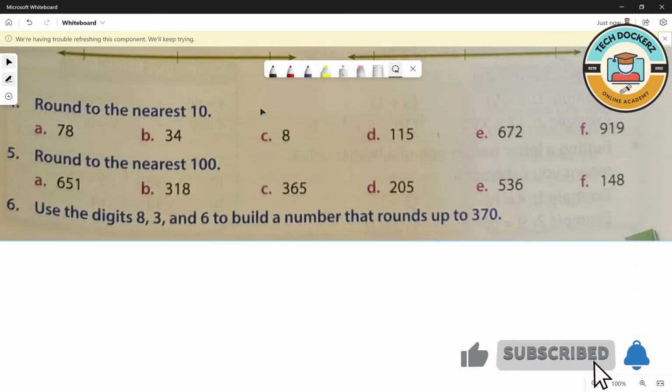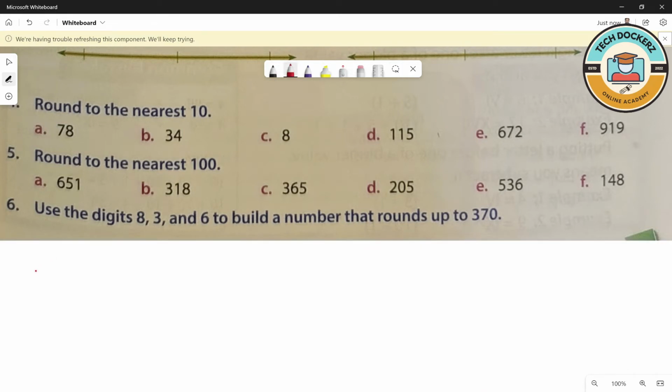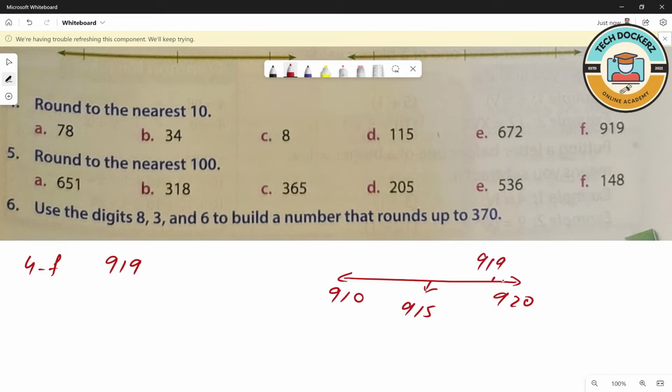Let's solve question number 4. Round to the nearest 10. Pick the question for F. 919. Let's draw the number line. 919 will fall between two tens numbers, which are 910 and 920. The midway point is 915. The number will fall somewhere here, 919.